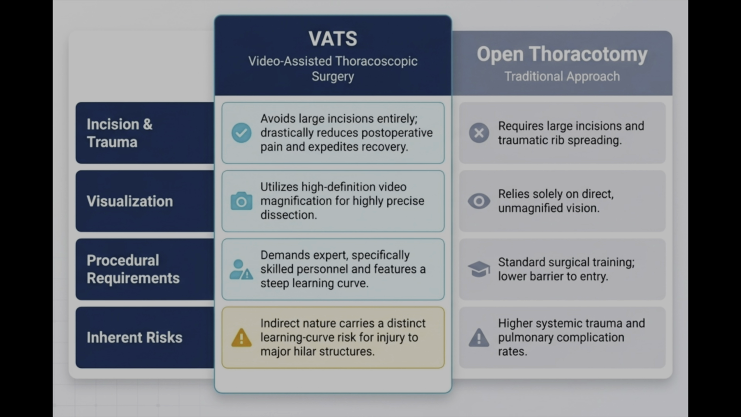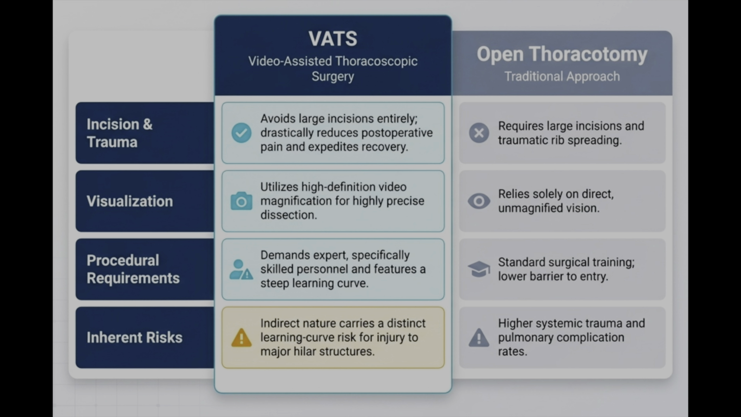VATS versus open thoracotomy. Incision. VATS avoids large incisions, reduces postoperative pain, and improves recovery. Open thoracotomy requires large incisions and traumatic rib spreading. Visualization. VATS has high definition video magnification for highly precise dissection. In open thoracotomy, the surgeon has to rely solely on direct unmagnified vision.